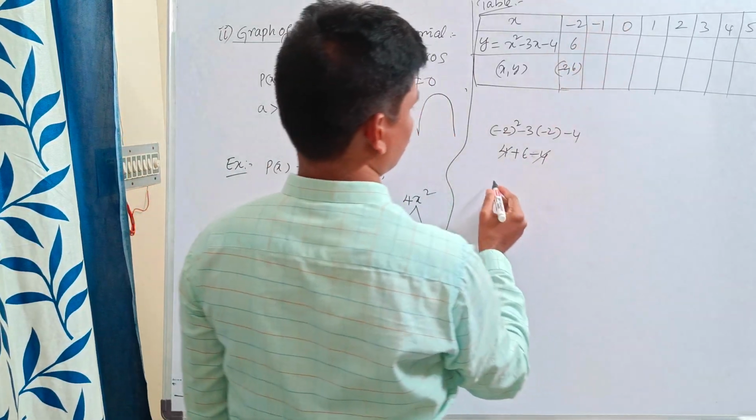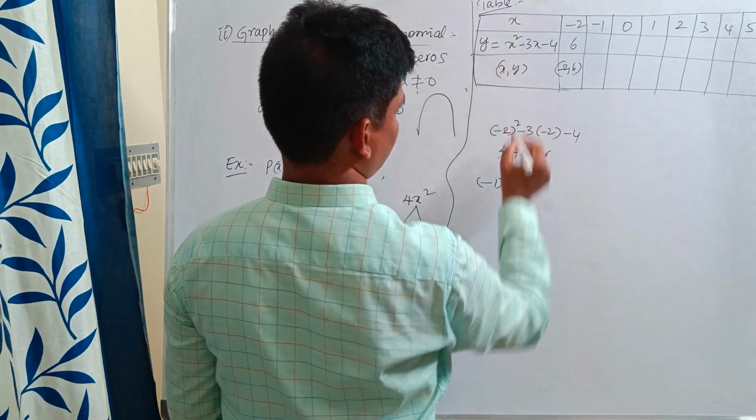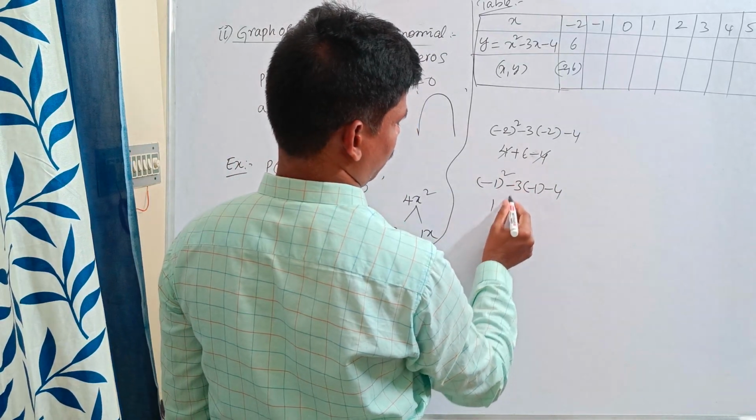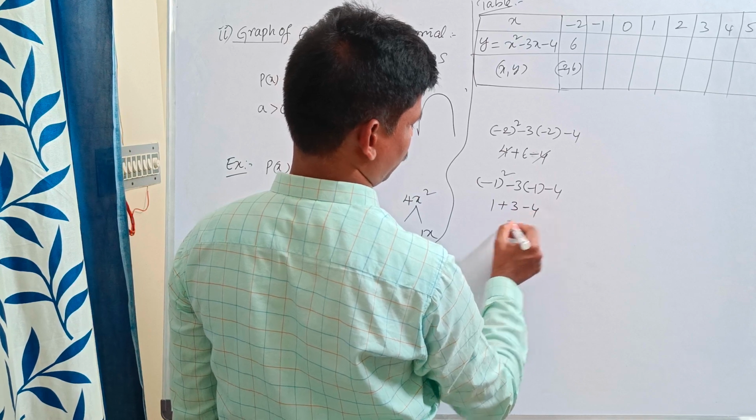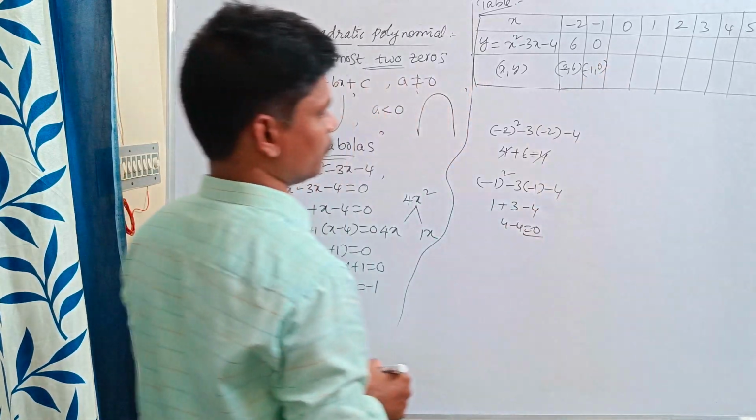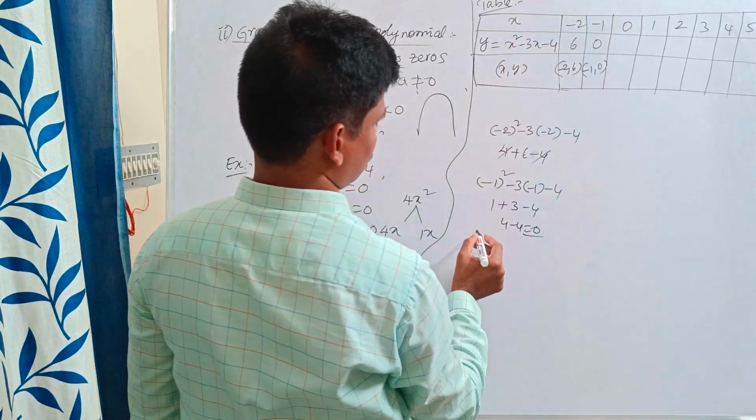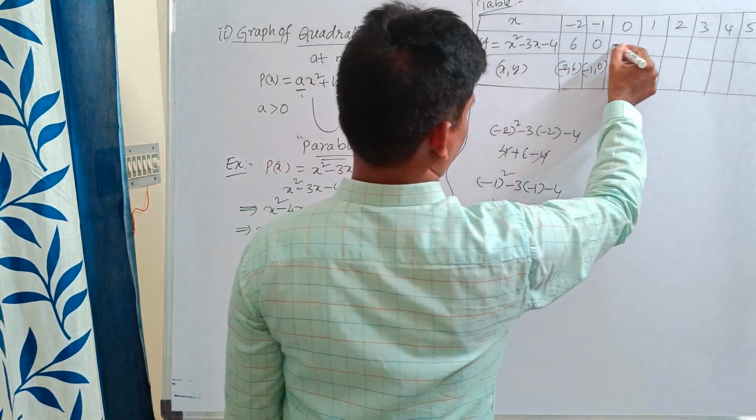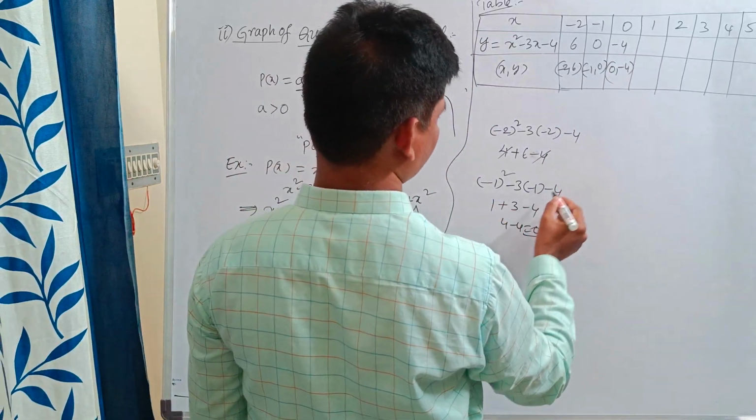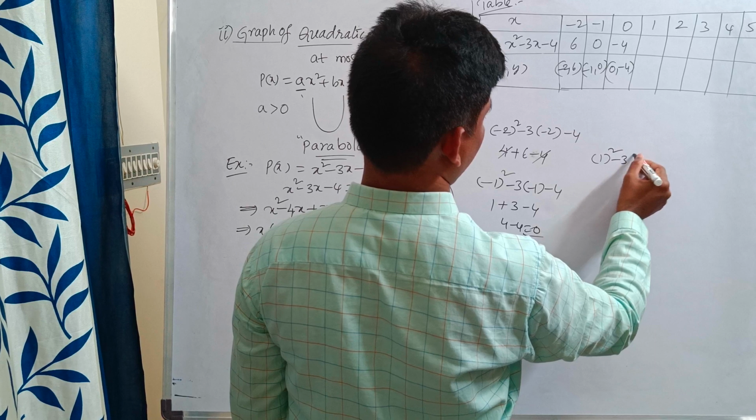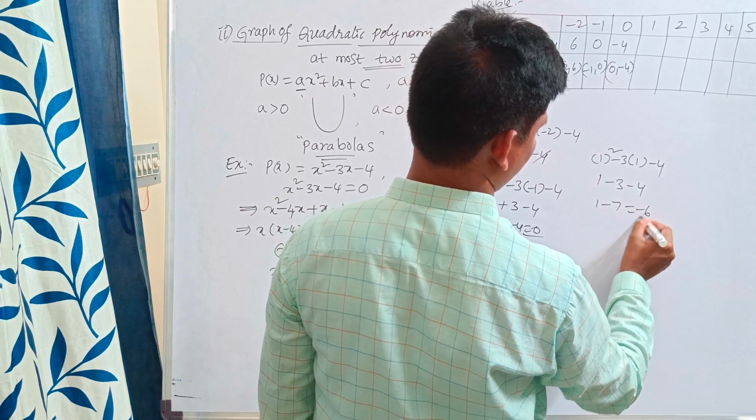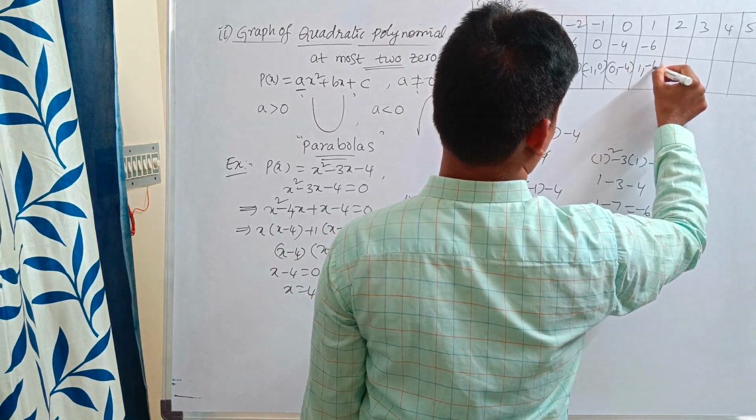Next minus 1. Substitute minus 1: minus 1 whole square is 1, minus 3 into minus 1 is plus 3, minus 4. 4 minus 4 is 0. So minus 1 comma 0 is the point. Put 0 in place of x. These two terms are 0, you get minus 4. So 0 comma minus 4. Next put 1. That is 1 square minus 3 into 1 minus 4. So this is 1 minus 3 minus 4, 1 minus 7, that is equal to minus 6. So 1 comma minus 6.